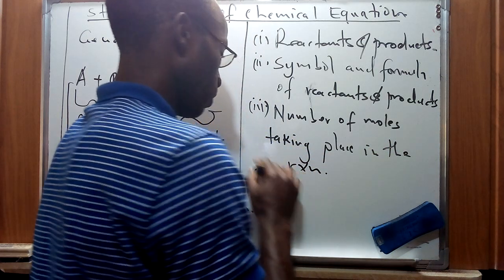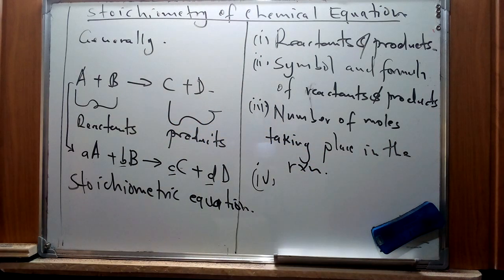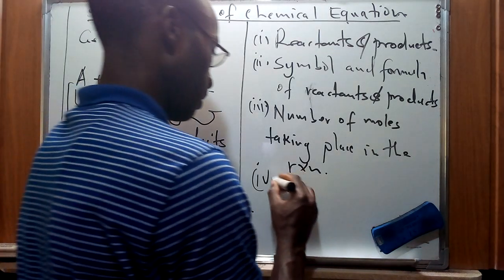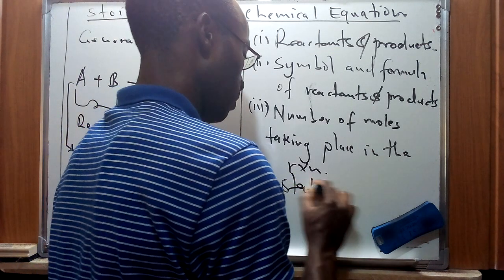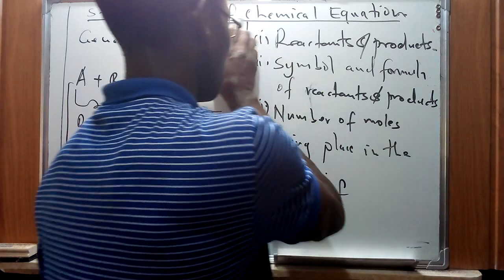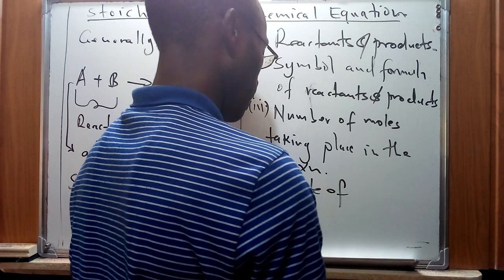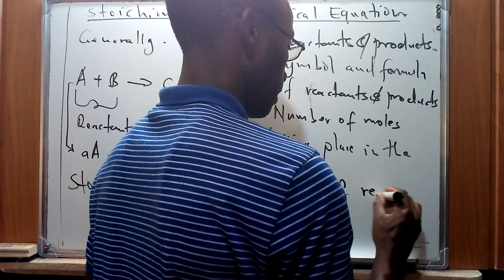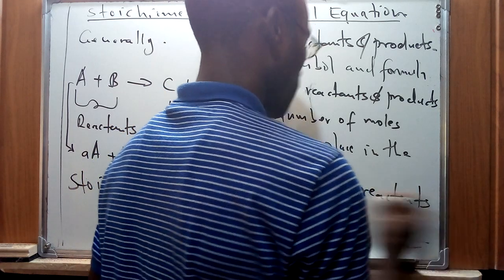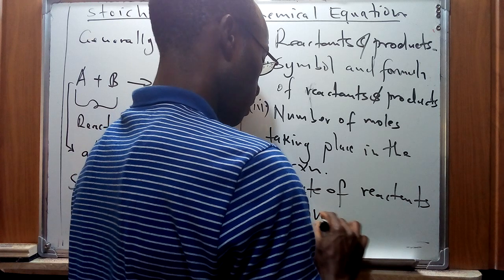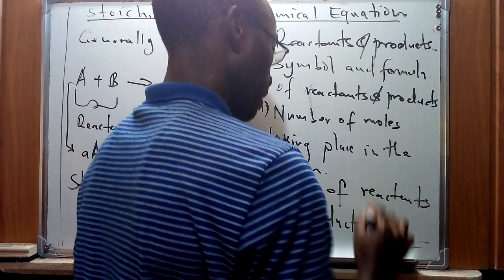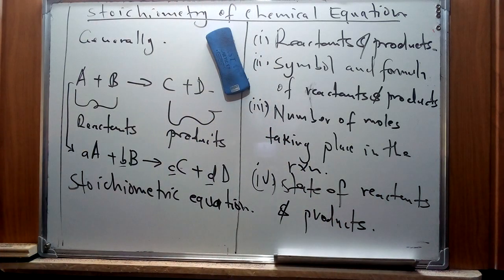And lastly, from a stoichiometric equation, we are able to state all the states of the reactants and the products mentioned in this case. So we are able to identify the state of the reactants and the products, and in that sense, of course, we can state which reactants and which products are being used.